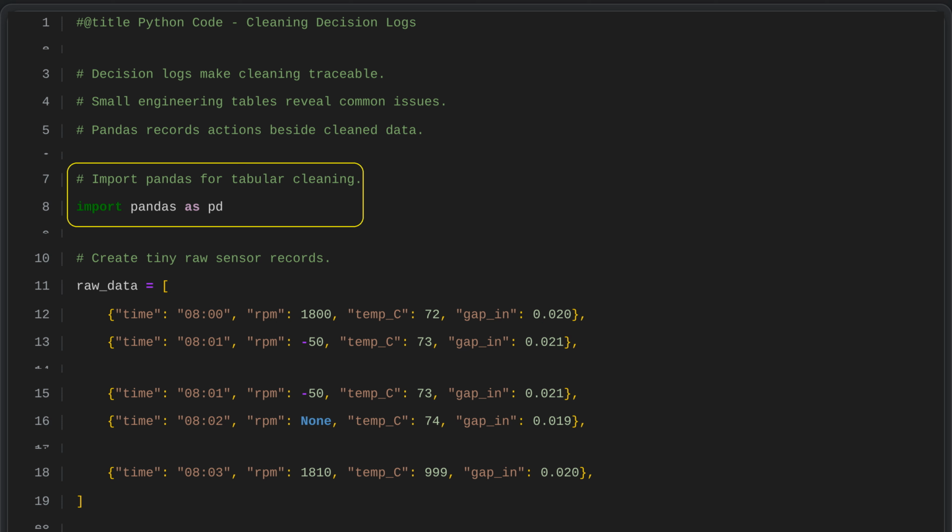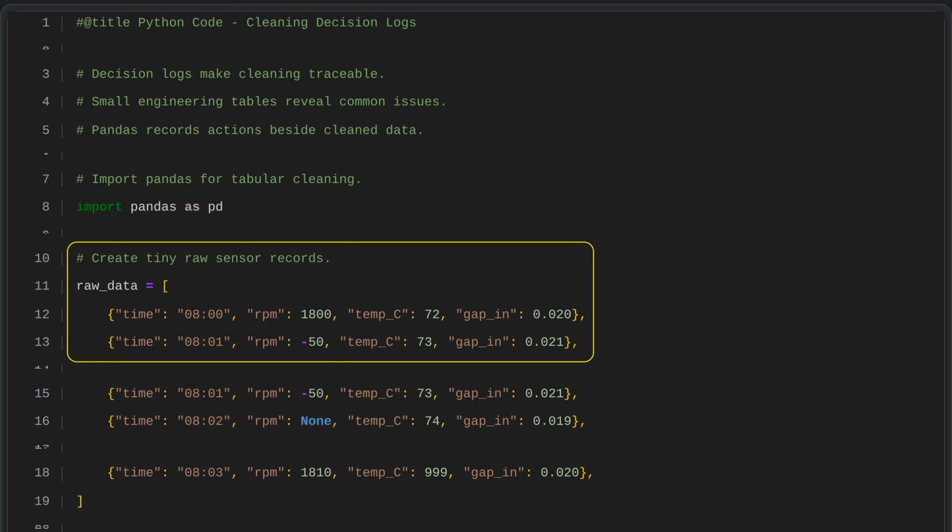We begin by importing Pandas, a key library for working with tabular data. It helps us clean, process, filter, transform, and summarize datasets efficiently. A small set of raw sensor records is created to demonstrate data cleaning. Each record includes a time, RPM, temperature, and gap measurement. One record contains a negative RPM value, which suggests a possible data error to identify and handle.